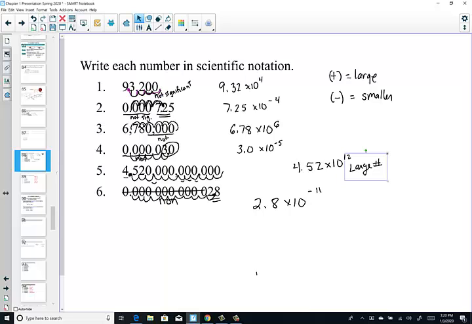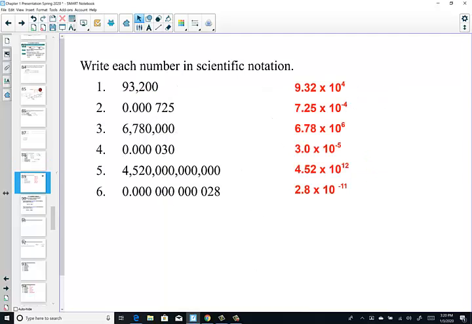So let me just check. Large number, small number, large number, small number, large number, small number. So those exponents now make sense. And here you can just double check. We have those as our final answers.